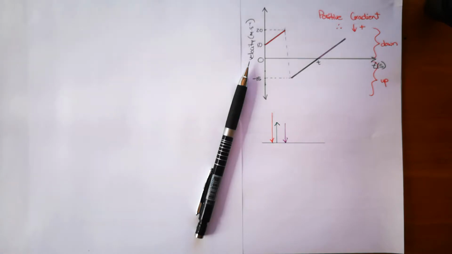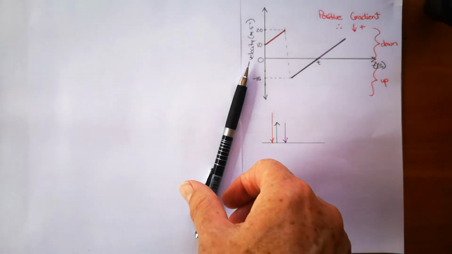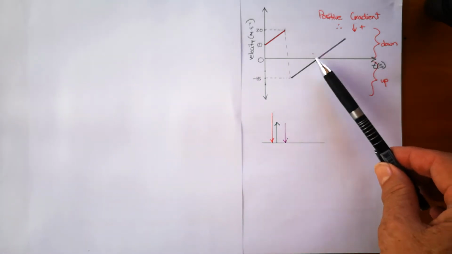So down is positive. So all these velocities above the timeline are down, and all the velocities below the timeline are up. So I've indicated it like that, which is a handy hint. As soon as you've established whether down or up is positive, do those brackets on your graph, which makes life much easier.